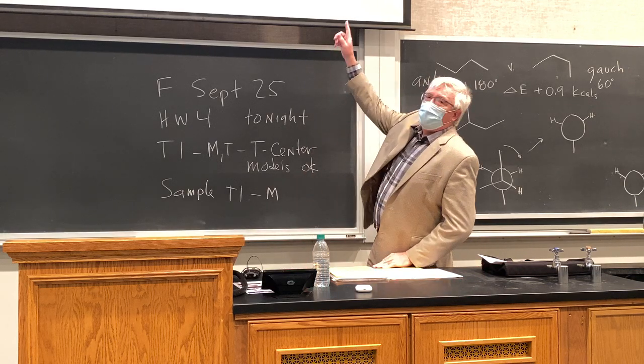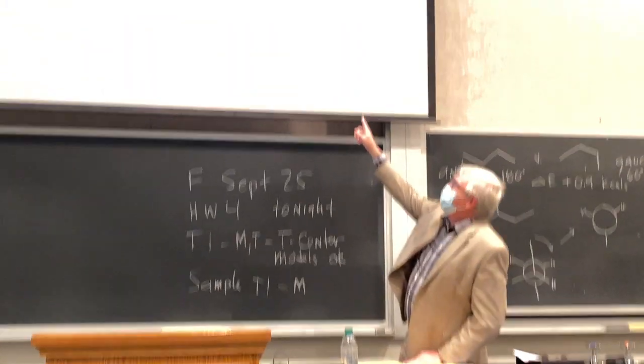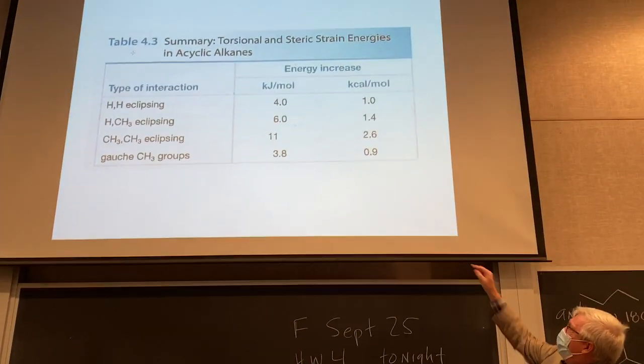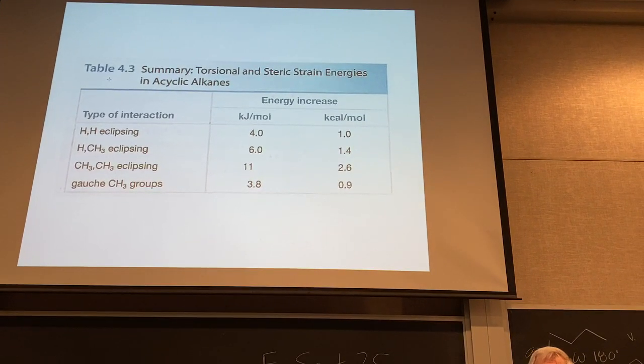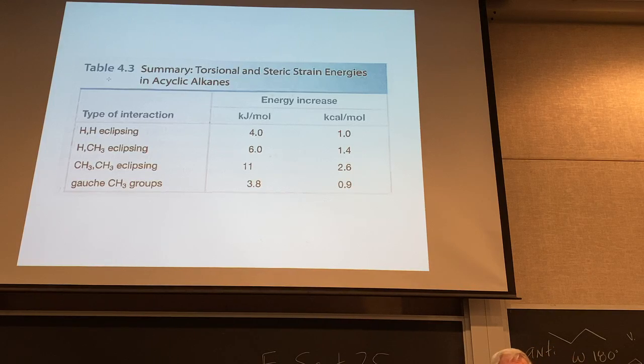I think these were the numbers we were looking at last time. If you can look up there, we've got 3 eclipsing interactions. That's where the dihedral angle between those two groups is 0. Hydrogen, hydrogen is 1 kcal. Hydrogen, methyl is 1.4 kcal, because the methyl's bigger. So sterically, that makes some sense, I think. 2 methyls together is 2.6 kcal. So those are all eclipsing interactions where omega is 0, okay, for the rotation.